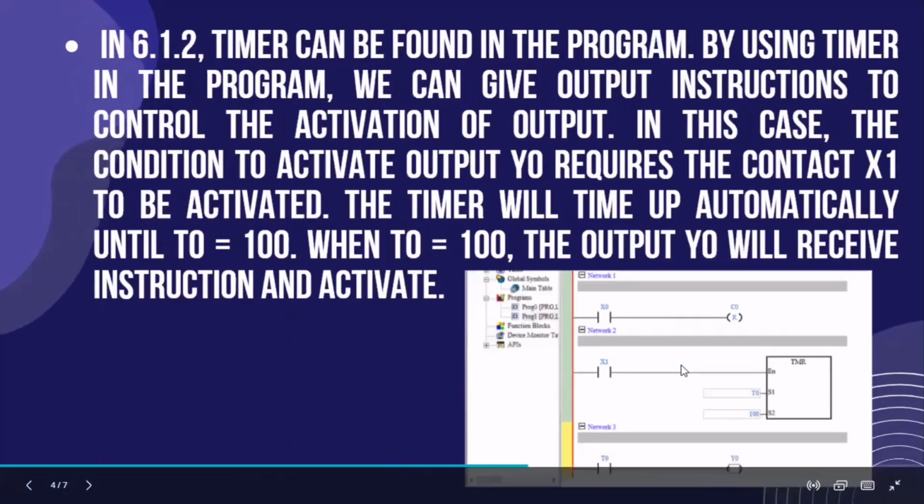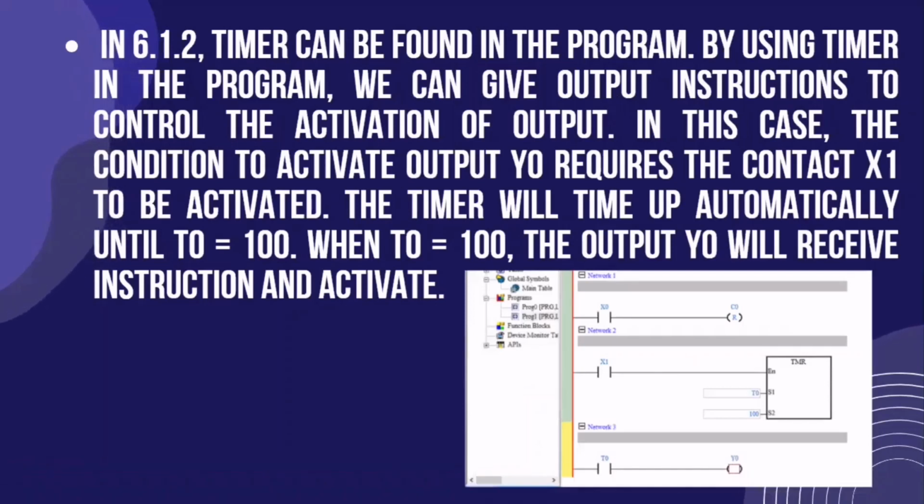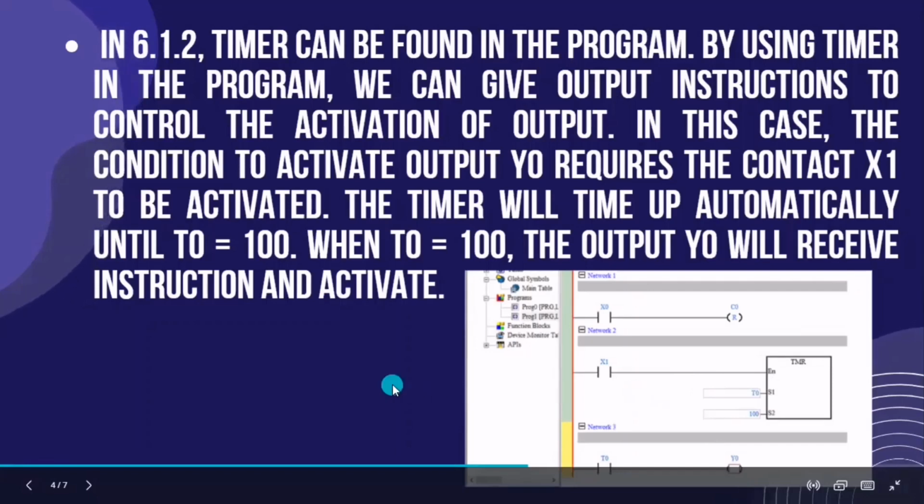Next is the timer. In 6.1.2, a timer can be found in the program. By using a timer in the program, we can give the output instruction to control the activation of the output. In this case, the condition to activate output Y0 requires the contact X1 to be activated. The timer will count up automatically until T0 equals 100. When T0 equals 100, the output will receive the instruction and will be active. Here is the circuit simulator for the timer.